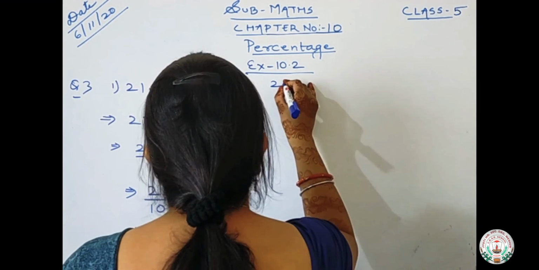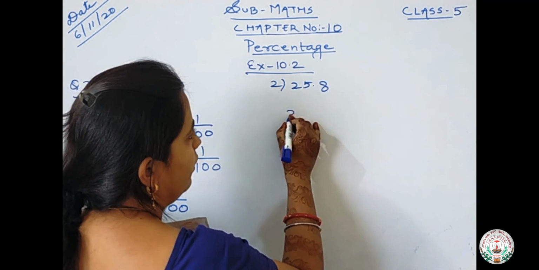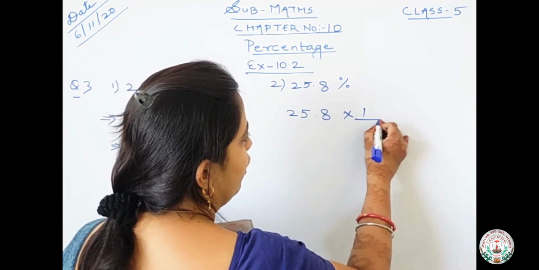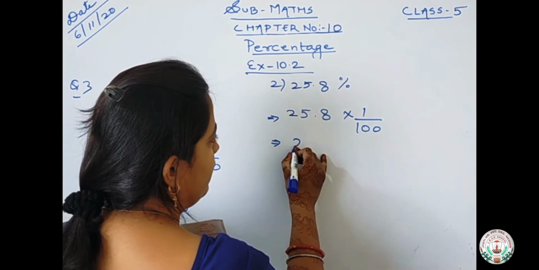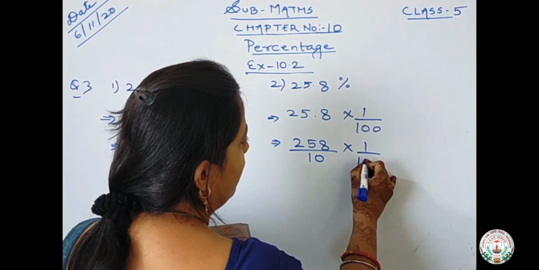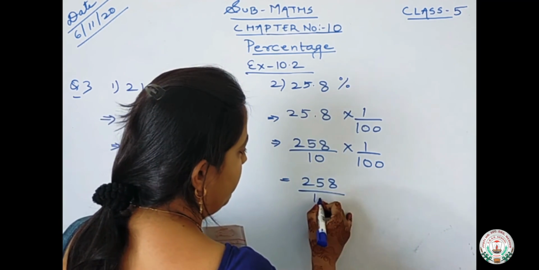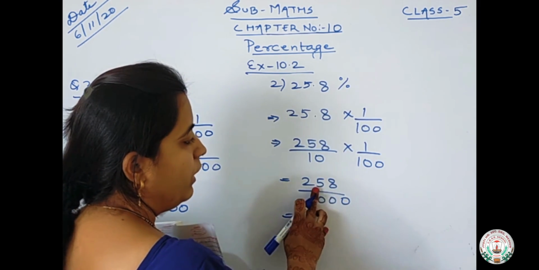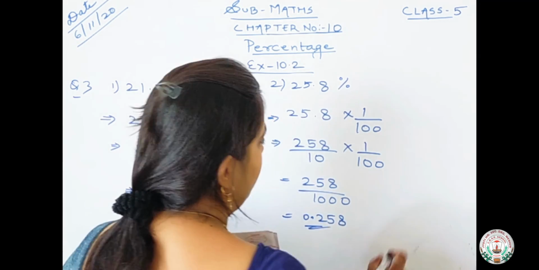Okay. Now number 2 is 25.8%. Let us see here. In place of percentage you will put 1 upon 100. Here remove the decimal first. One place of decimal is here, so 258 upon 10 into 1 upon 100. Multiply it. 10 into 100 will be 1000. Now how many zeros are there? 3. So we'll put 3 places of decimal here. 0.258. This is our answer.